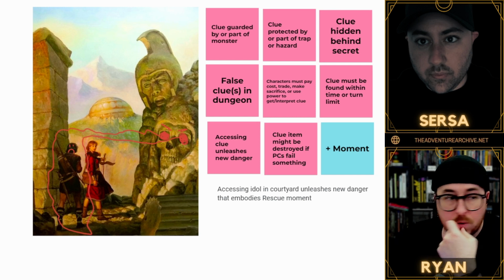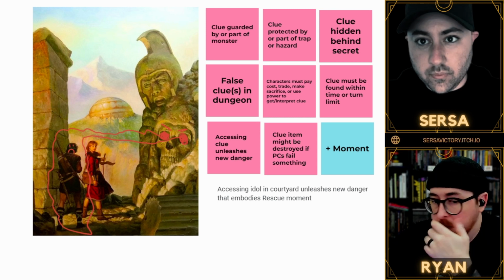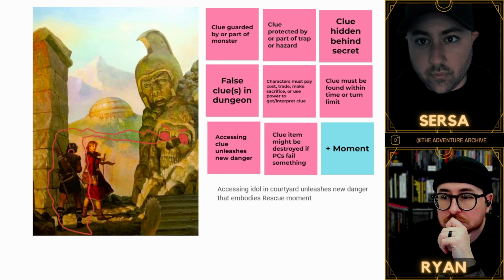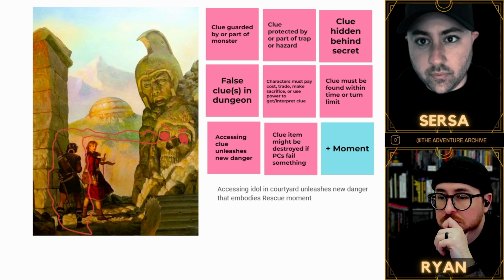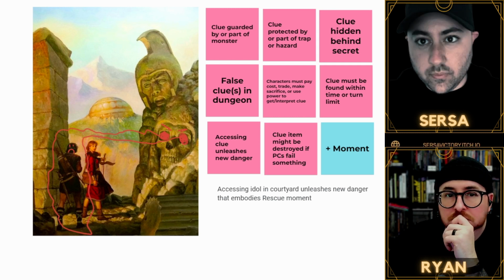I got a 1. So the clue is guarded by, or is itself part of, a monster. My first thought here was basically that there is some part of a monster that can talk and maybe has an intelligence distinct from the actual monster, and the players have to somehow defeat or free whatever this thing is so they can talk to it. You know what I'm saying? But we can come back to that.